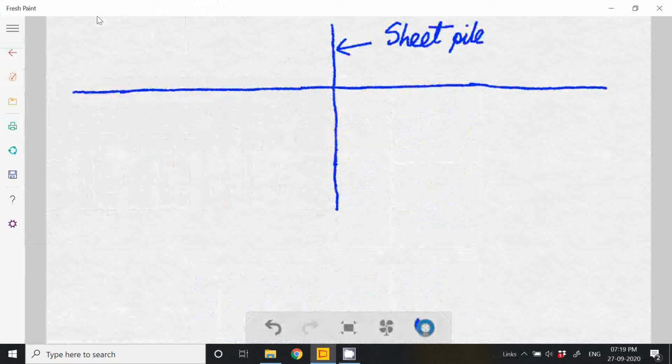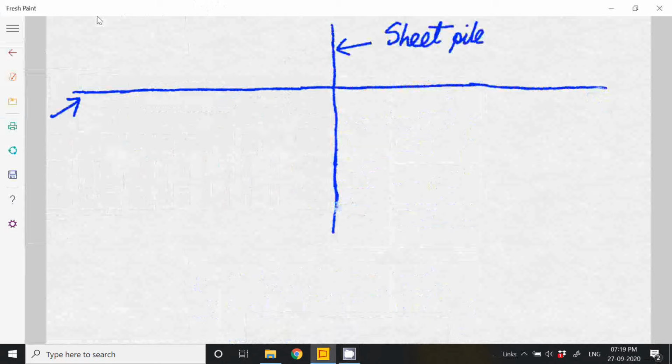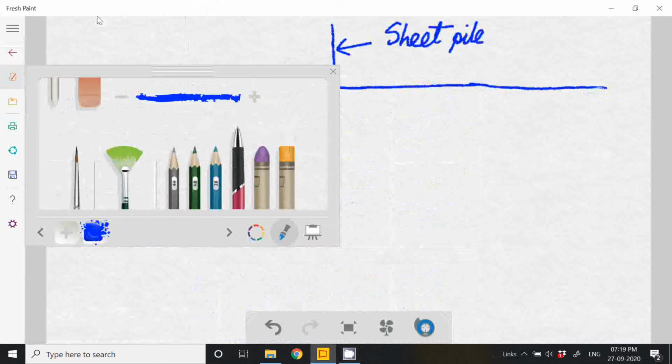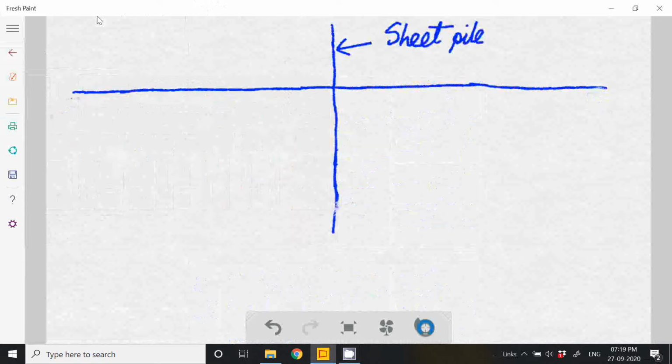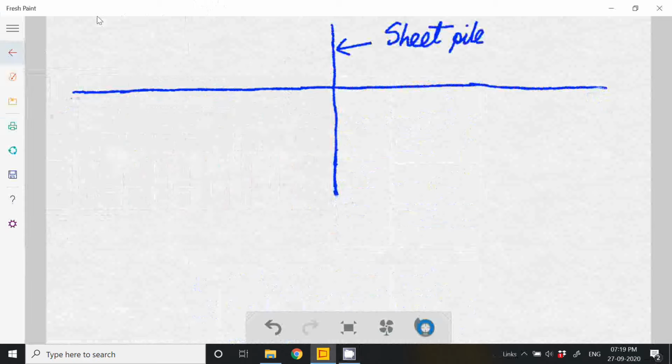So in between, here you can say this is the top layer of soil, and this is the sheet pile, which is like a sheet and which will act as a boundary between these two parts, one on the left and one on the right. This sheet pile acts as a boundary. So now let me start the situation.